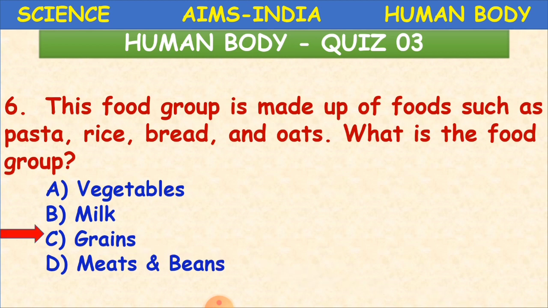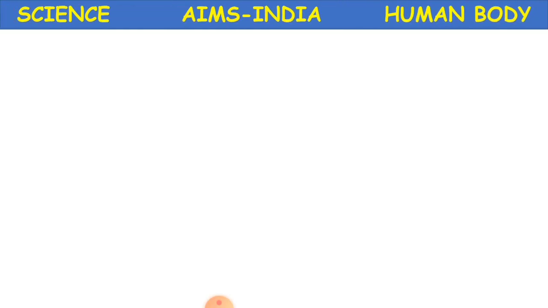Okay, children, grains like wheat. Wheat comes under grains. Through wheat we'll make bread and pasta. Even oats. Rice is also again a grain. So it belongs to the grains food group. Again, next question.